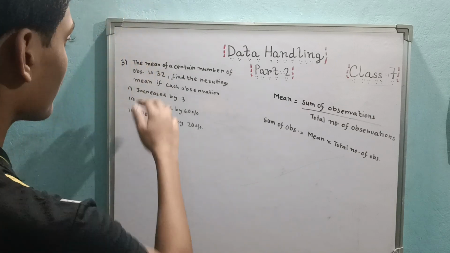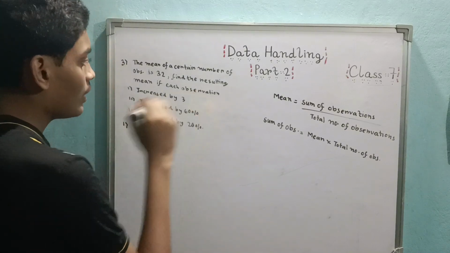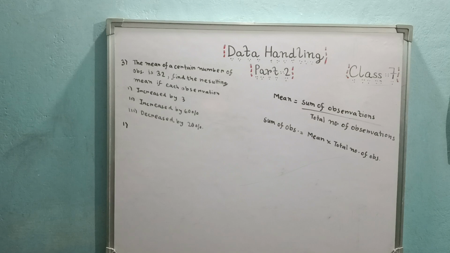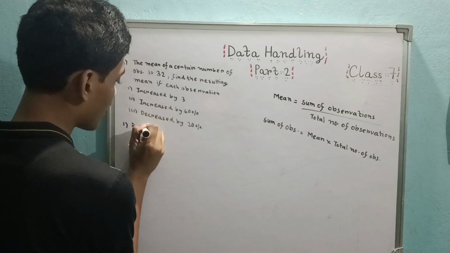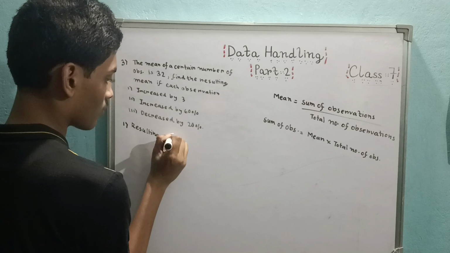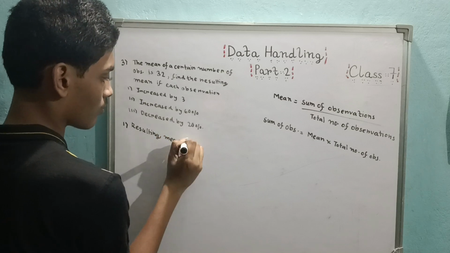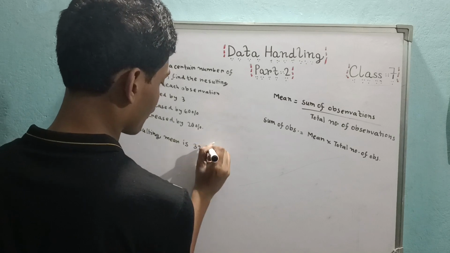So here, in the first case, if each of the observations is increased by 3, then the original mean is also increased by 3. Therefore, the resulting mean in the first case, that's how easy it is, is 32 plus 3, 35.